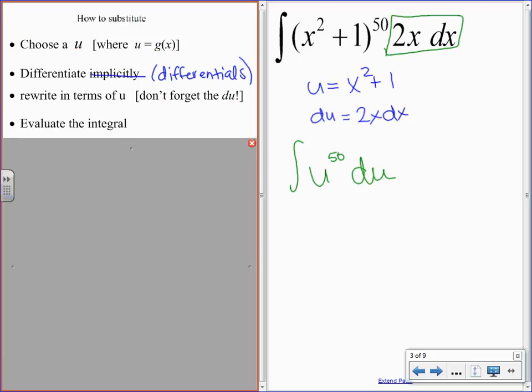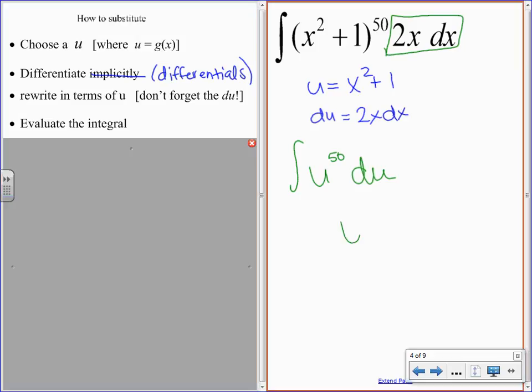Now we can integrate. Okay. u to the 50th, antiderivative: 1 over 51 u to the 51st.